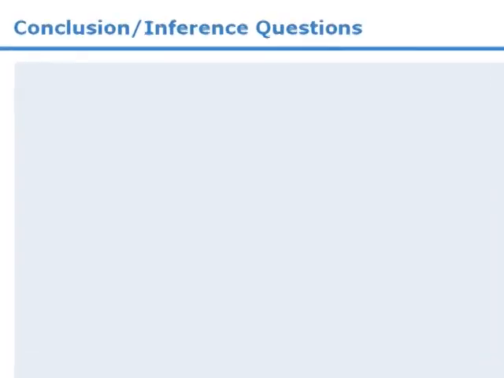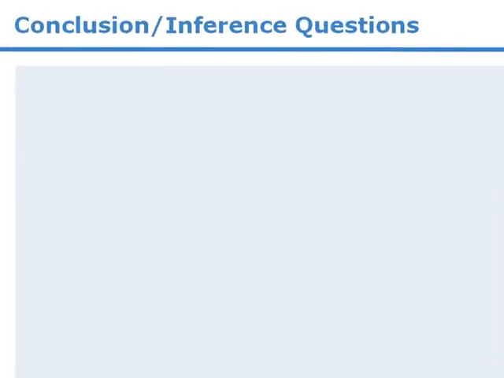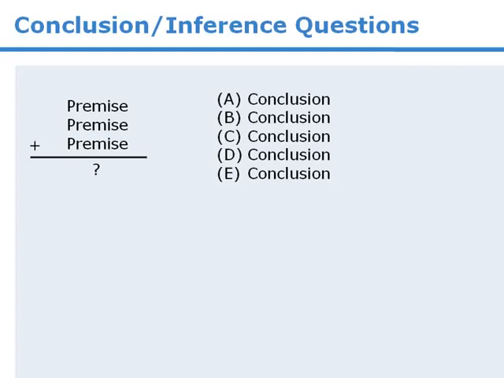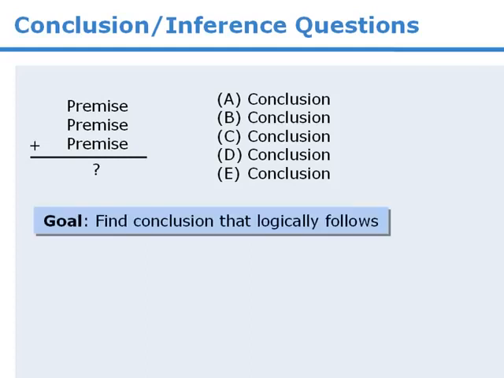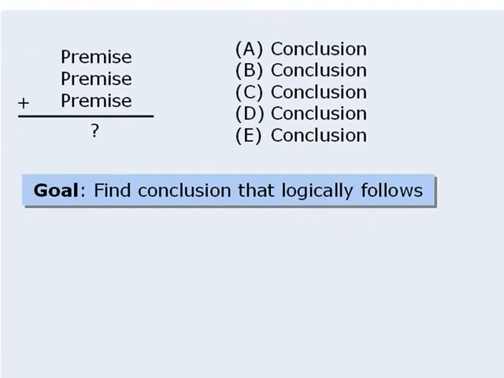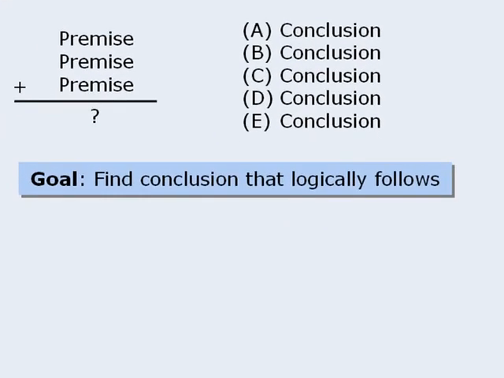In this lesson, we'll examine strategies for tackling conclusion questions on the GMAT. These questions present us with a passage consisting of one or more premises, and the answer choices consist of possible conclusions. Your job is to identify a conclusion that follows logically from the premises. Now, how do we recognize a conclusion question?